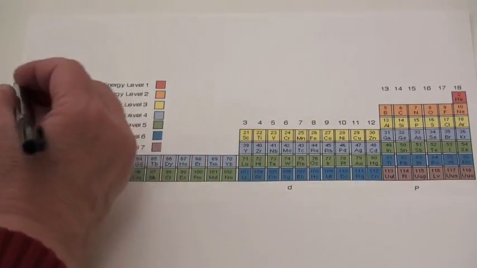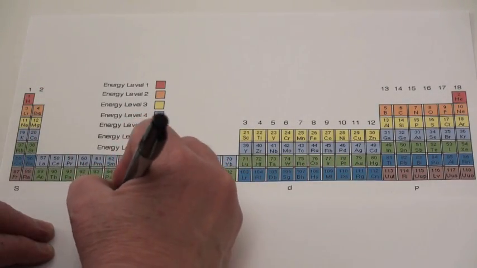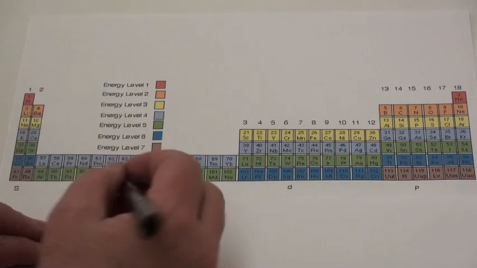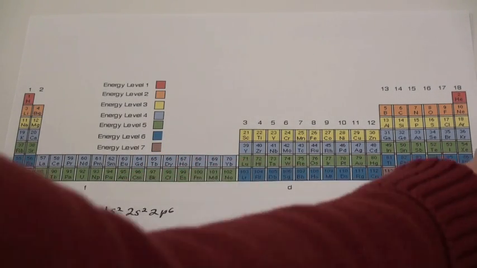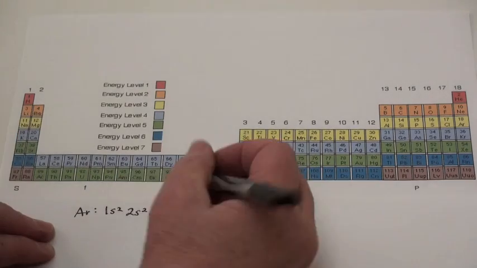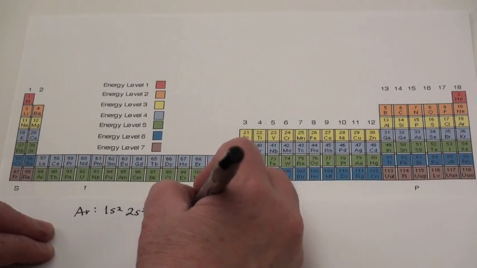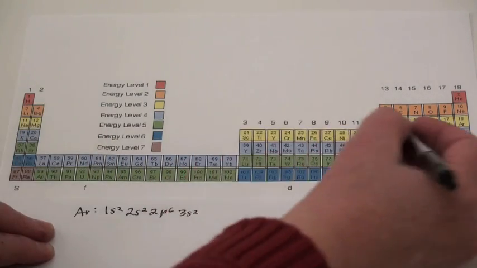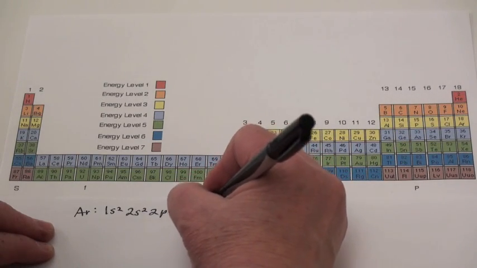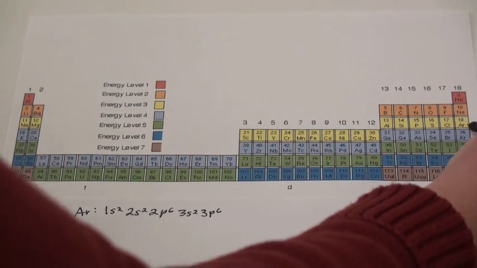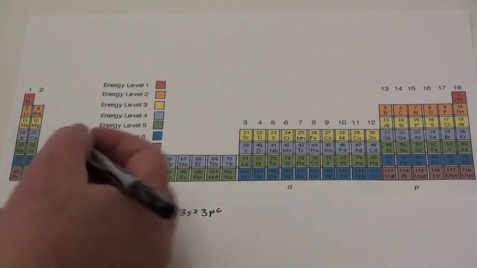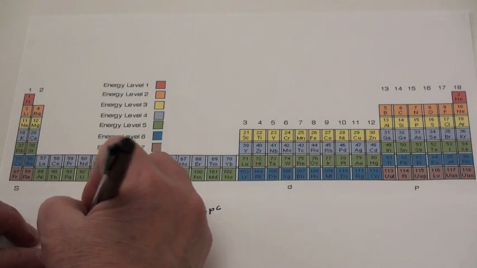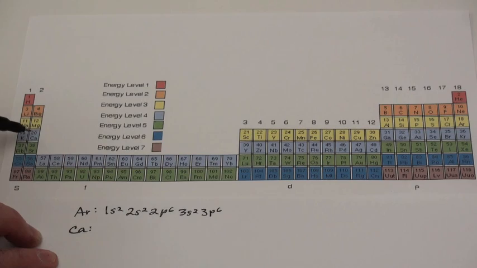We'll start at the top, 1s2, and then 2s2, 2p6. After 2p6, you go down here, it's 3s2. After 3s2, it's 3p6. And argon's there. It's the sixth one over in the 3p's. So I say, okay, that's argon. And then let's say on your worksheet, the next one is calcium. So you find calcium, it's right there.